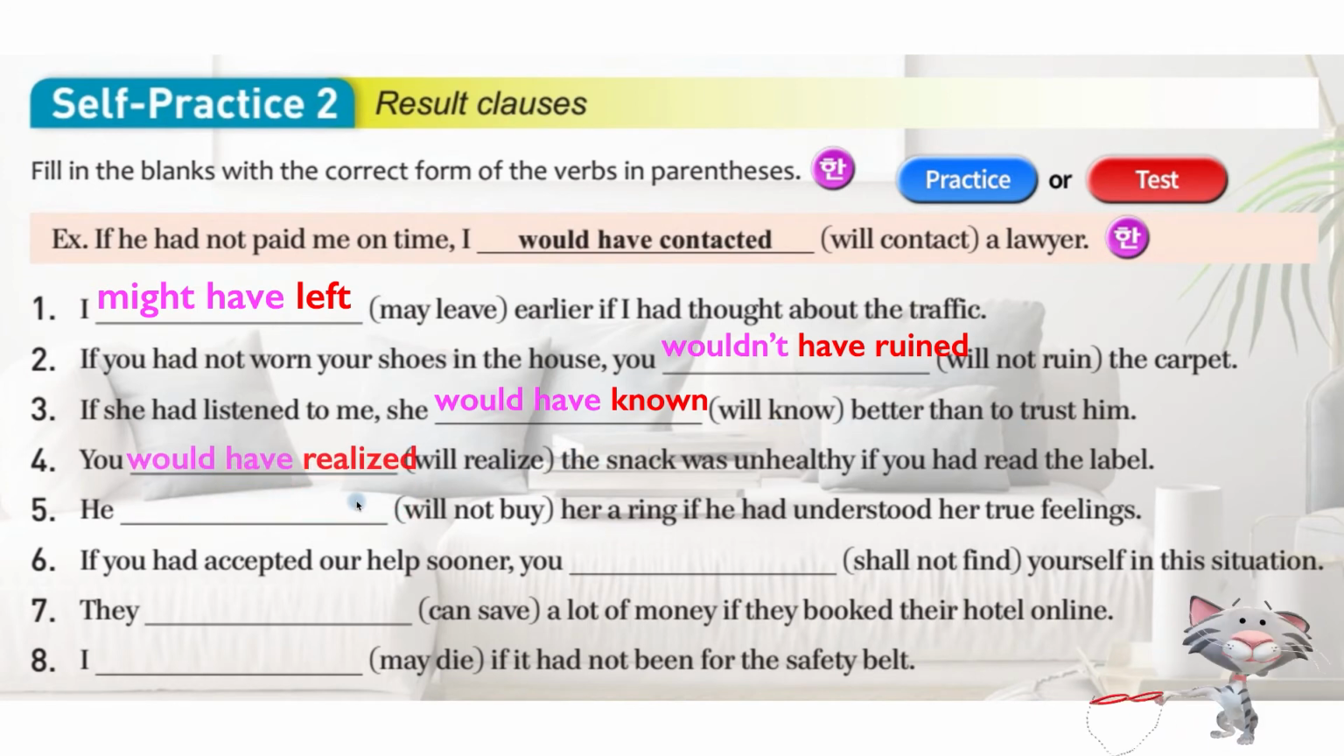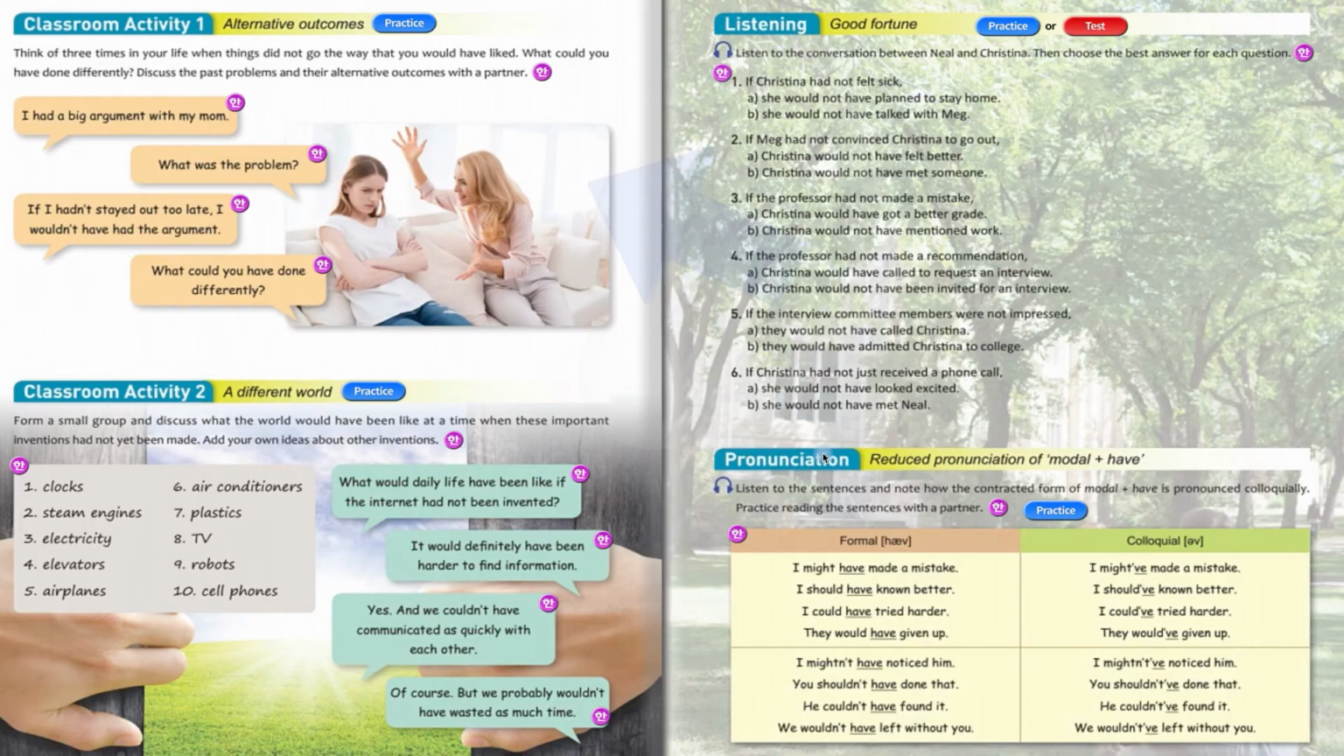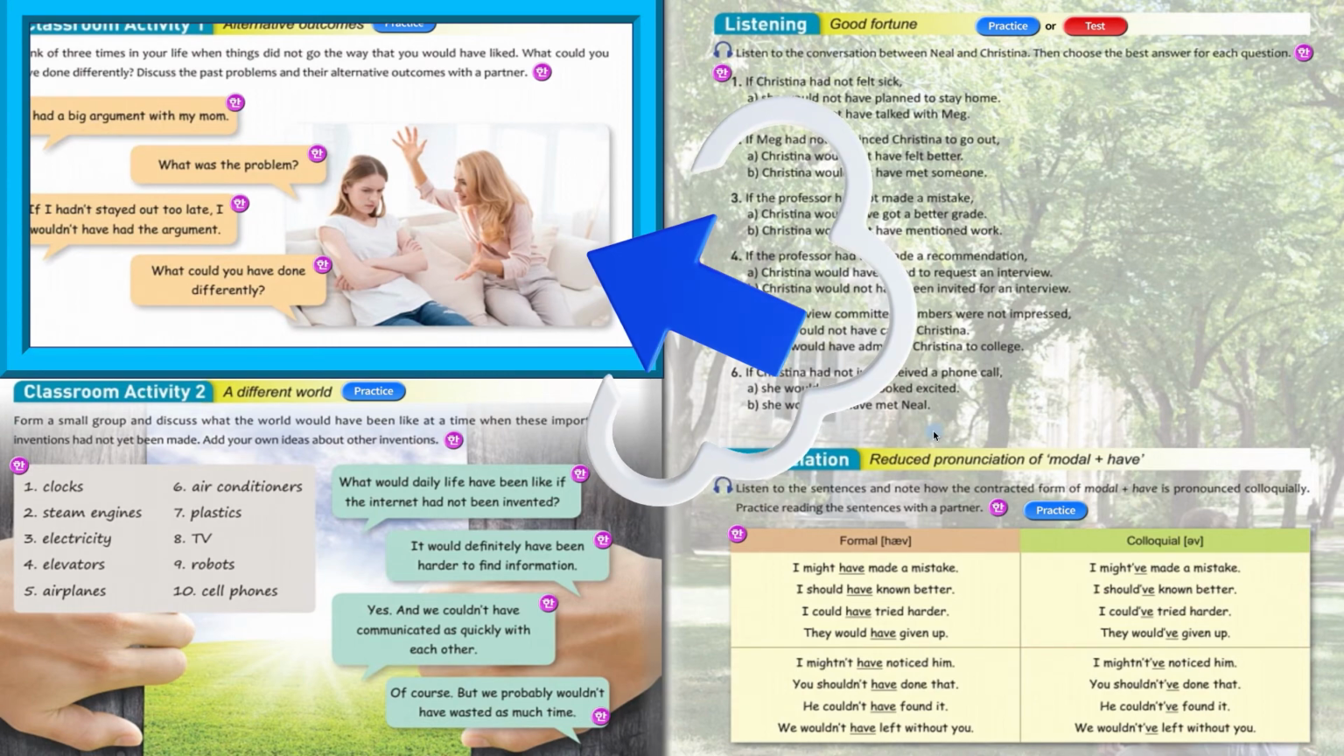And number 4, let's give you that one. You would have realised the snack was unhealthy if you had read the label. So you can see some dots come up. Colour matching to assist you, and I hope it helps with the practice and prepares you for future English study or classroom activities. We are not doing this classroom activity unless we are in the class.